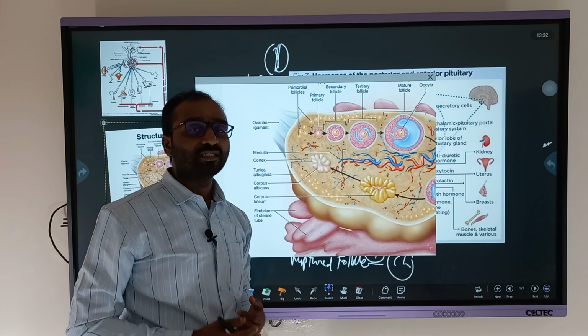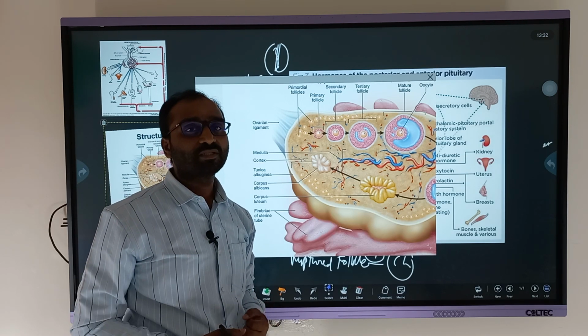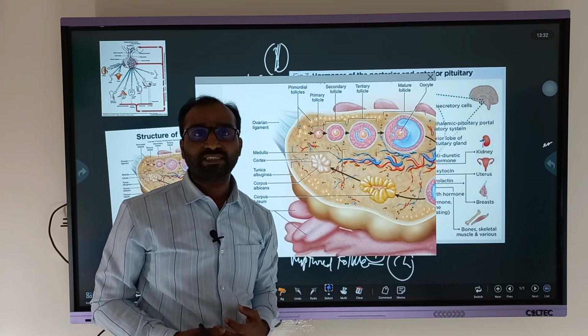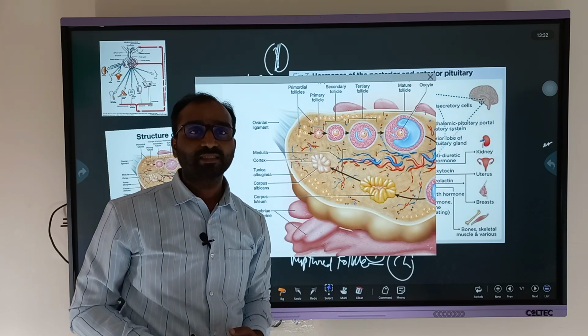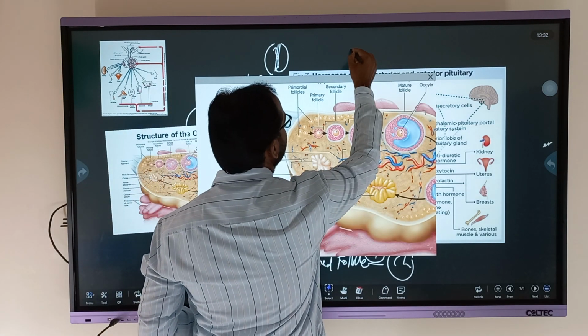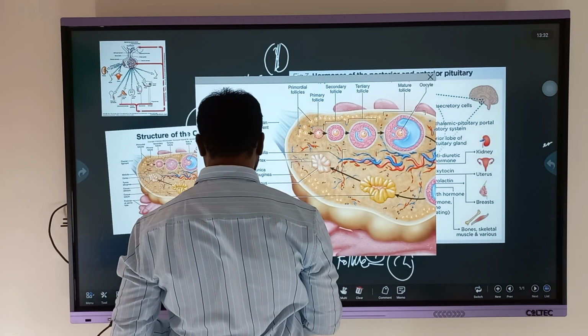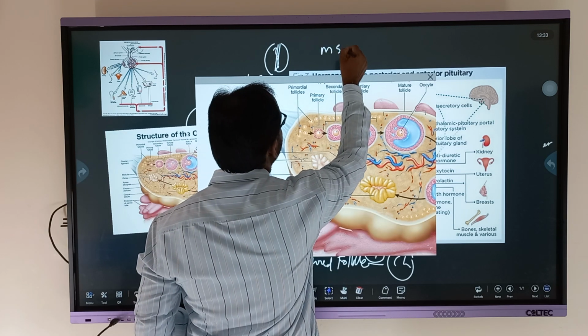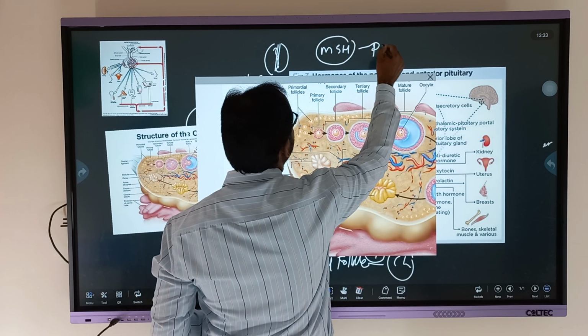Then the prolactin hormone stimulates the mammary glands, and mammary gland development is initiated by the prolactin hormone. The next one is MSH, melanocyte stimulating hormone, which helps in pigmentation.